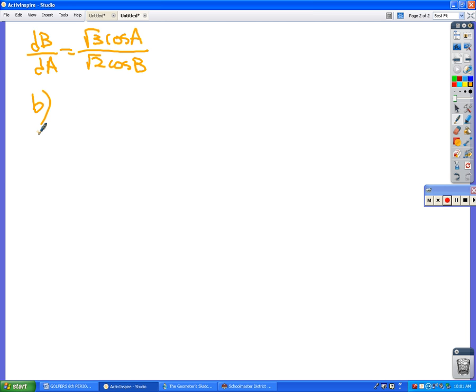Part B says calculate dB/dA when A equals pi over 4 and B equals pi over 3. Leave your answer in exact form, so you better get out your circle charts. Got it. So I'm going to go cosine of pi over 4 divided by cosine of pi over 3.